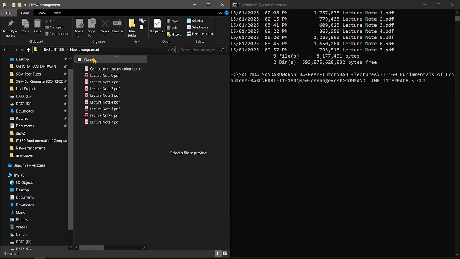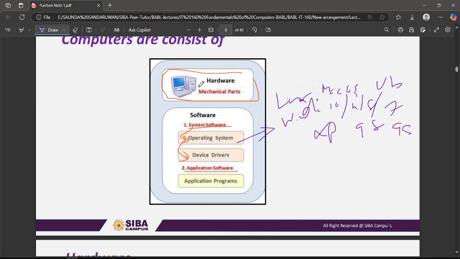So I will explain, yes, GUI. I will explain them in detail soon, right?